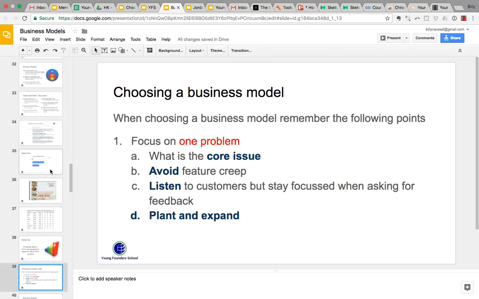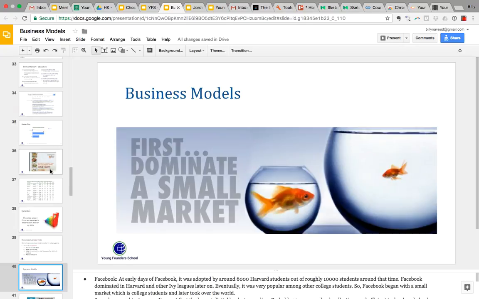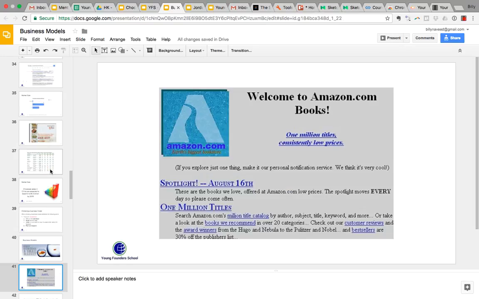This is going to be a key thing. One of the problems that students tend to have is that when they have a business idea, it's very, very grand. We encourage them to be the small fish, solve and dominate a particular market, and avoid feature creep. Especially when they're just talking about the business idea, get them to really focus on what the business is and solve that problem first. Remember, dominate a small market.